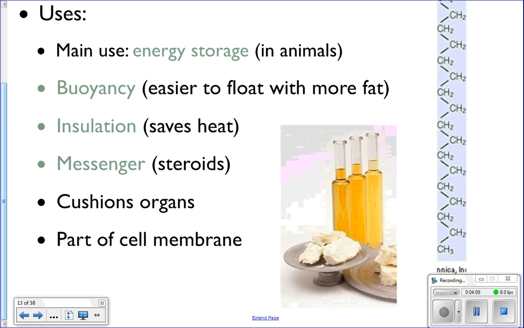It's also used as a messenger in the bodies of animals and plants, in the form of steroids. You get natural steroids in your body that are messengers that tell cells to do different things. It also helps to cushion organs inside the body. And obviously, well, hopefully obviously, it's a major part of the cell membranes that make up your body. So you do need to eat fat.